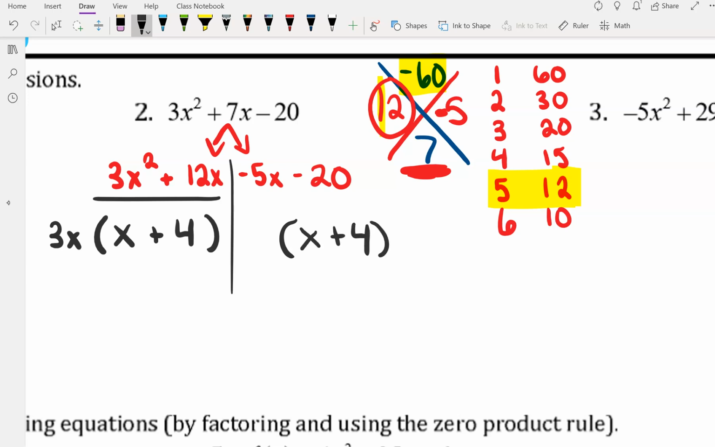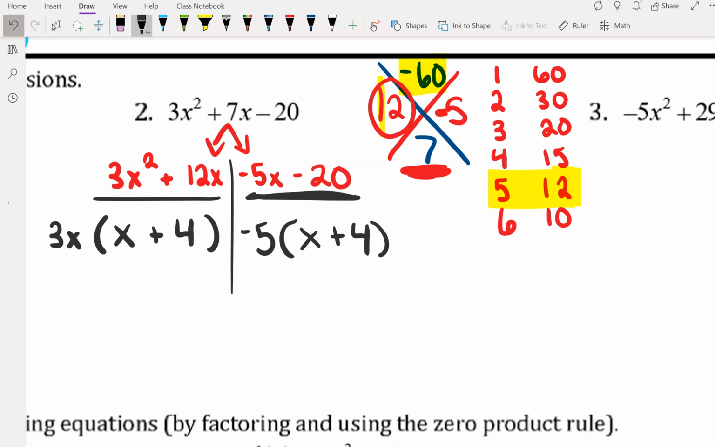And then I look at these two, and I have to determine what I have to factor out of negative 5x and negative 20 to get positive x plus 4. What would I have to divide negative 5x by to get just x? And the answer is negative 5. If I divide both of these terms by negative 5, I get x plus 4.